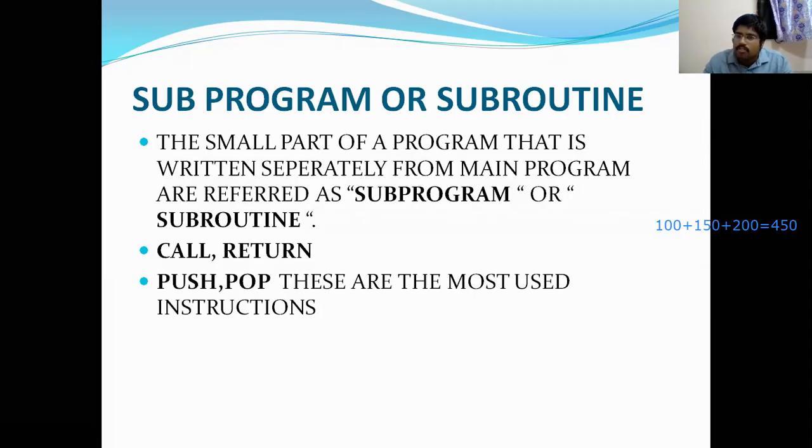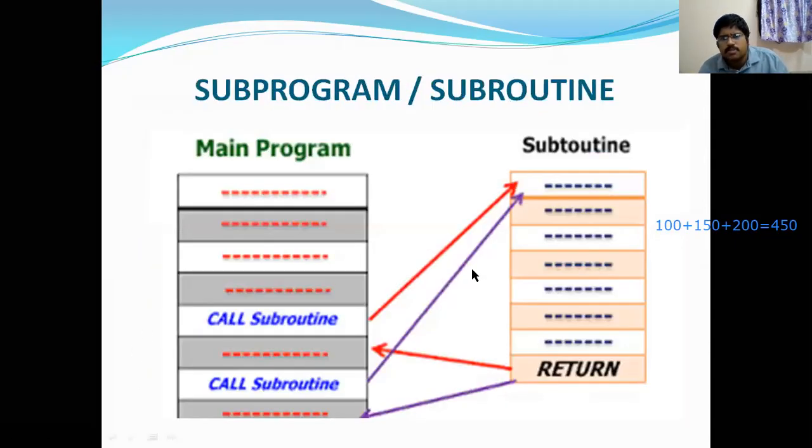Whenever I want to perform addition in my main program, I will call that particular subprogram. I will show you in the next slides, and you can easily observe. See, this is the main program. I write subprograms or subroutines, as I have told you previously.